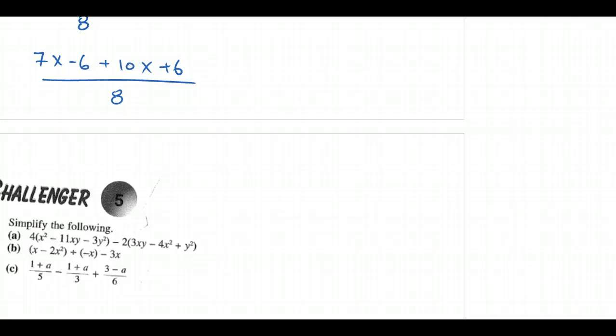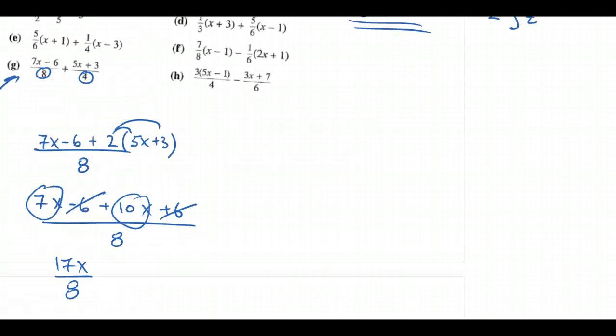And then again, same thing, collect my like terms. I can kind of see this one already. I got 7x, 10x, that's 17x, minus 6 plus 6 just disappears. And there's your final answer, okay?